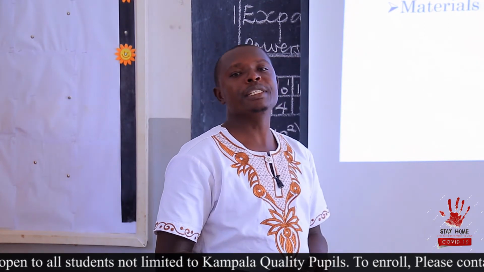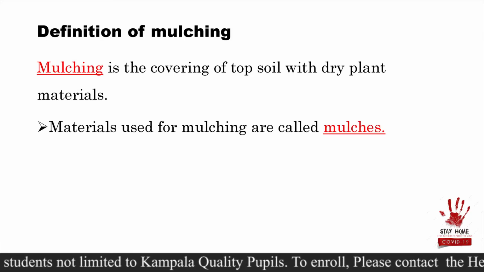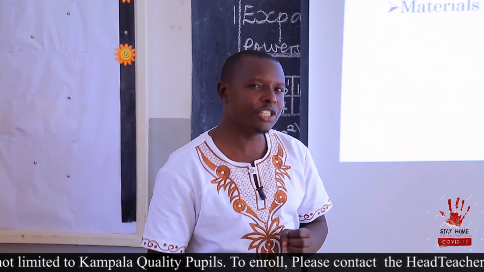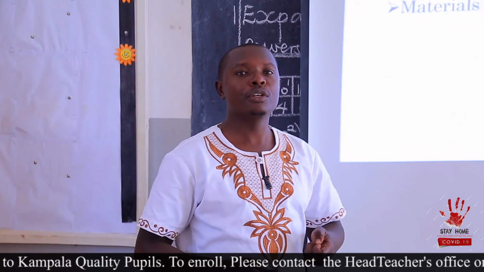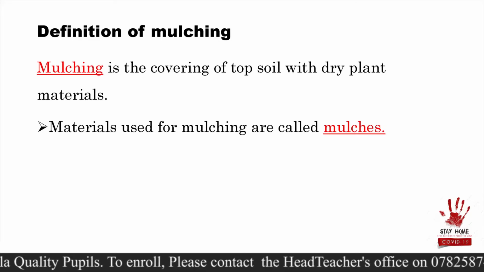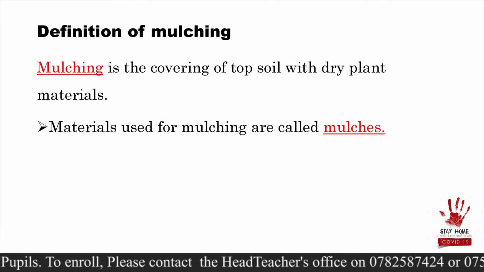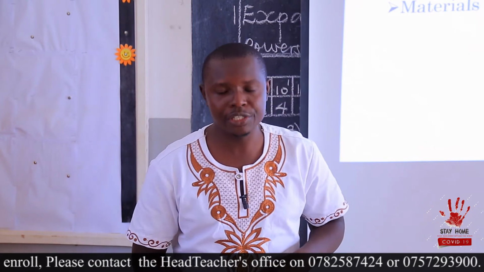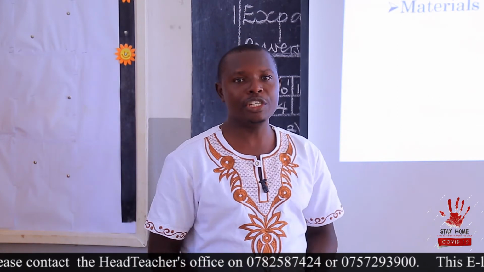Let's look at mulching. What does mulching mean? Mulching is the covering of topsoil with dry plant materials. And the materials that we use for mulching are called mulches. You'll get a question somewhere. What are mulches? Mulches are materials used for mulching.